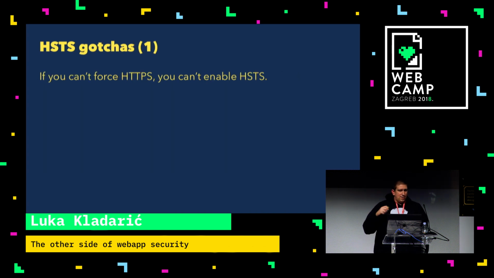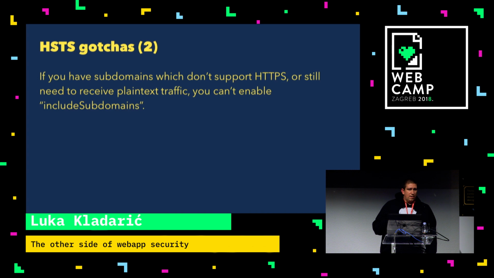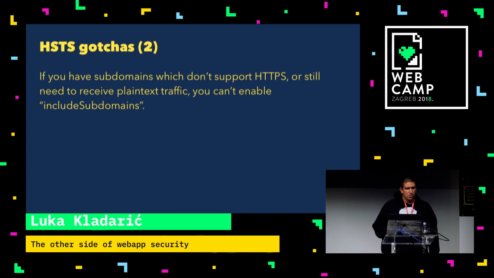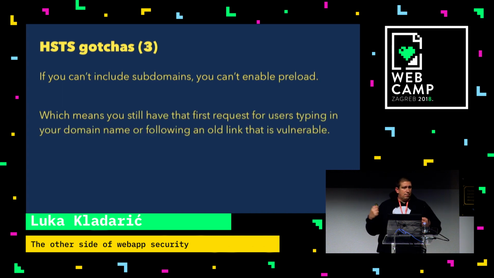So HSTS gotchas. If you can't force HTTPS, you can't enable HSTS. HSTS is not a header that works over plaintext. It's meaningless. It'll just get ignored. If you have subdomains on your domain that you're trying to protect which don't support HTTPS at all, or still need to receive plaintext traffic, you can't enable includeSubDomains. If you have an app that just doesn't work at all with HTTPS, then you can't roll it out to all of your subdomains, clearly. And if you can't include subdomains, you can't enable preload, which means you still have that first request.